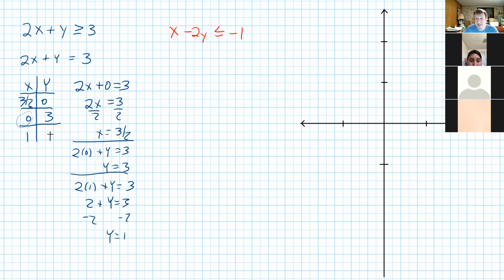Remember I said yesterday, in WebAssign, we don't want to use mixed numbers, but to locate it on the graph, I need to think of 3 halves as 1.5. So right here between 1 and 2, there is x equals 3 halves, y equals 0. Okay. Then I've got the point 0, 3, which is right about there, and the point 1, 1 right there. Also in WebAssign, we only need to plot 2 points.